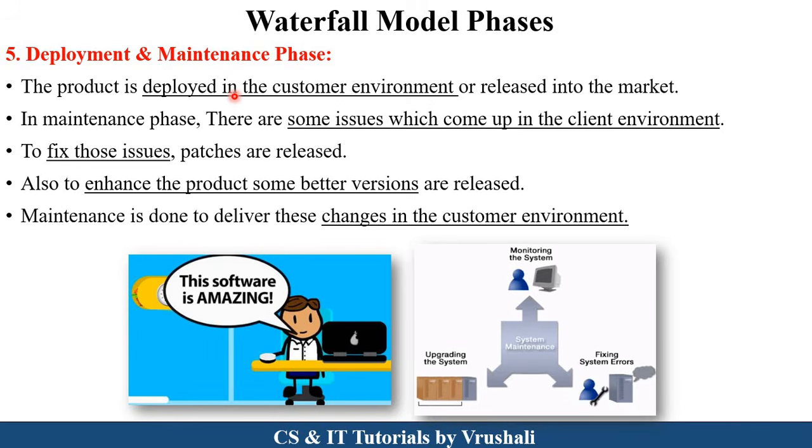Now, the last phase is the deployment and maintenance phase. Here, after completing the software product, it is released in the market or delivered to the customer. This is called deployment. And after delivering, if any issue occurs, that is called maintenance. There are support managers who fix those issues and enhance the product version. If the customer wants any new features, they enhance the product. All these things are included in the maintenance phase.